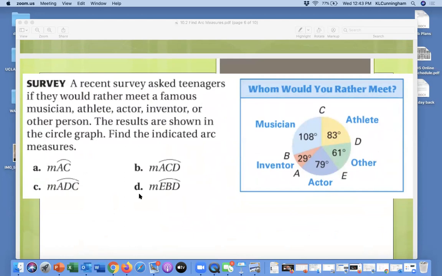A recent survey asked teenagers if they would rather meet a famous musician, athlete, actor, inventor, or other person. Maybe meet online now these days, huh? The results are shown in the circle graph. Find the indicated arc measures.